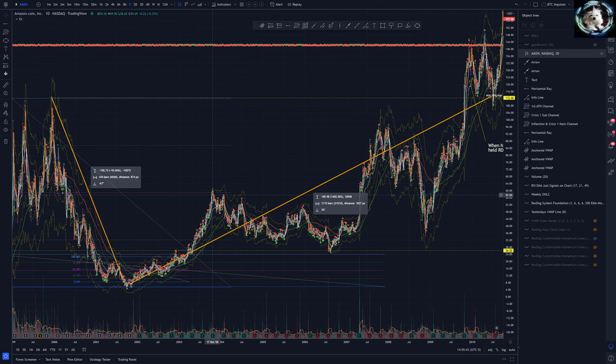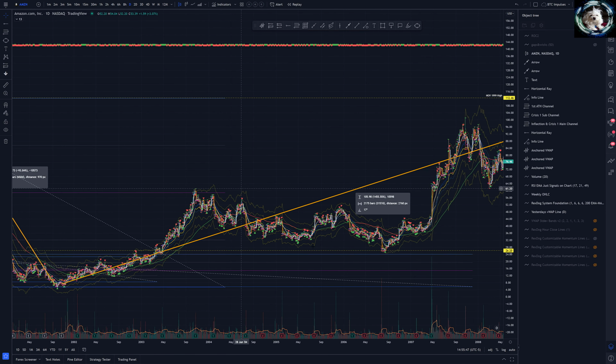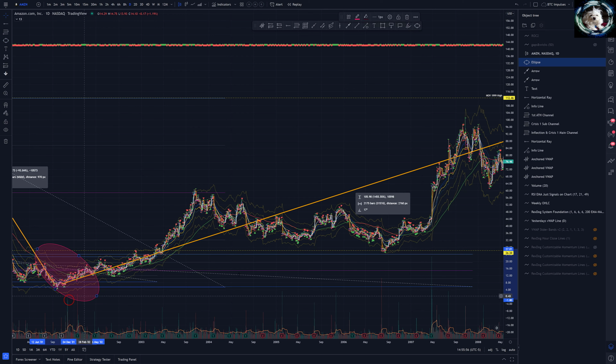And then this is 50%. It failed for quite a while. And then what happened? It came back and it had its second crisis. So the first crisis was here. The first crisis was here. This is the first crisis area.